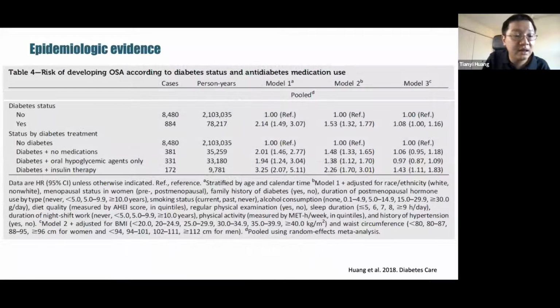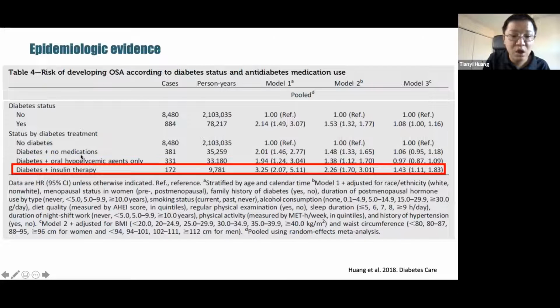When we further looked at the risk of developing sleep apnea by diabetes status, and by diabetes treatment, we found that people with diabetes receiving insulin therapy have a substantially higher risk of developing sleep apnea. This suggests that insulin resistance, or severe or even longer duration of diabetes, may put people at particularly higher risk of sleep apnea. But still, we don't know whether hyperglycemia or insulin resistance plays a more important role in this association.